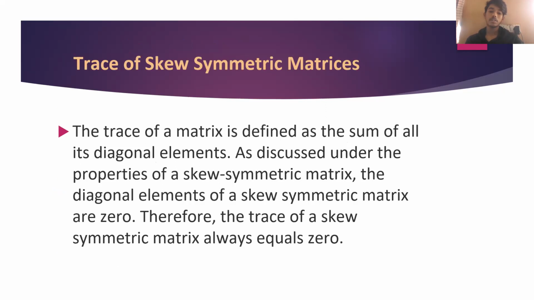The trace of a matrix is defined as the sum of all its diagonal elements, as discussed under the properties of a skew-symmetric matrix. The diagonal elements of a skew-symmetric matrix are 0. Therefore, the trace of a skew-symmetric matrix is always equal to 0.